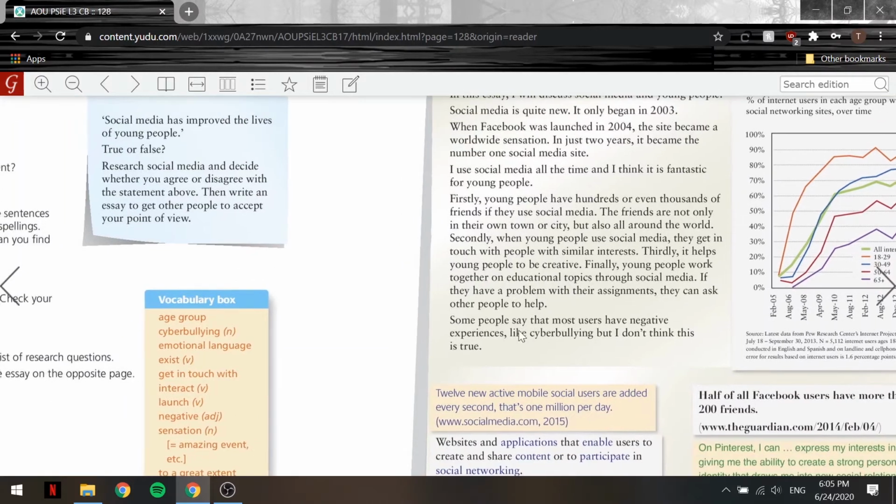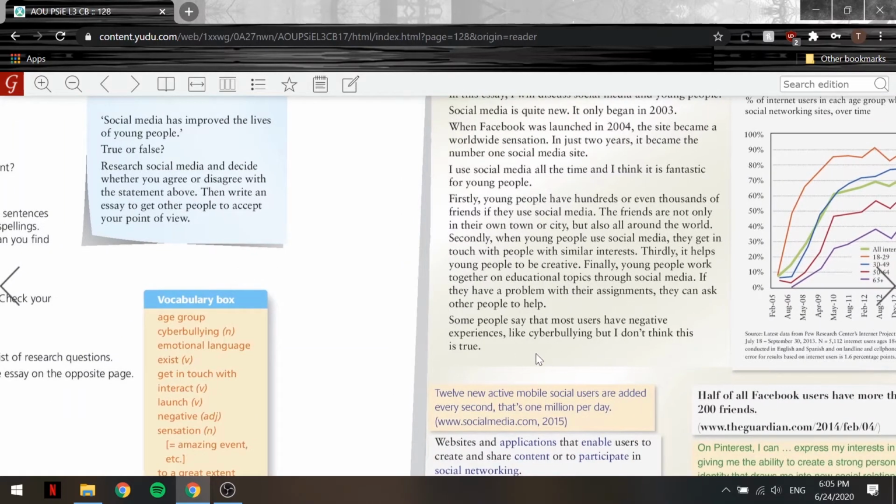Also, one more thing is you need to write a conclusion. "As you can see, some people say that most users have negative experiences like cyberbullying, but I don't think this is true." Again, not facts. This is something that you just made up. The fact that you said "I don't think" doesn't mean anything, honestly. So you need to give, again, facts.